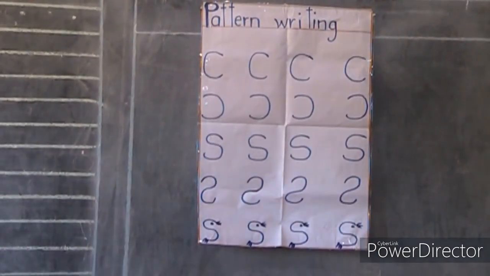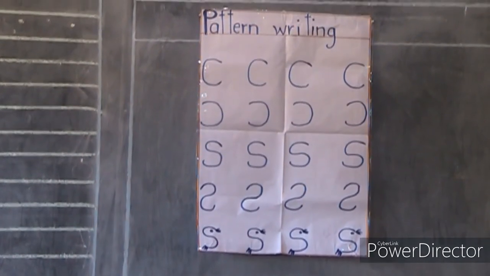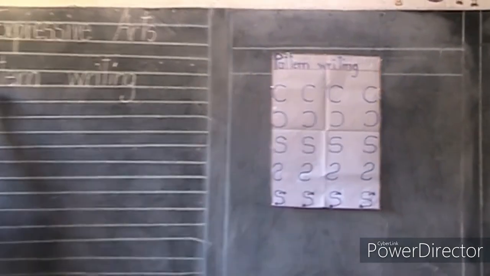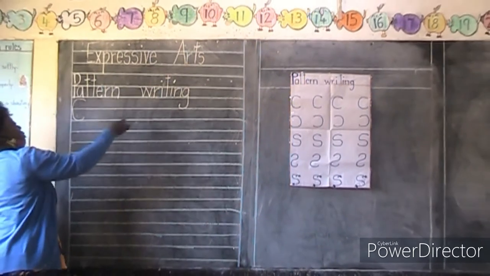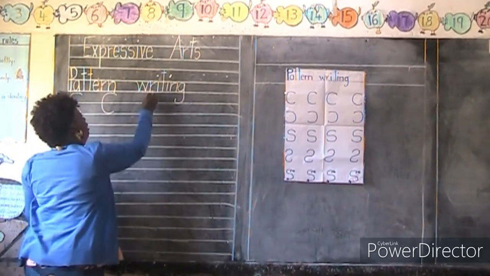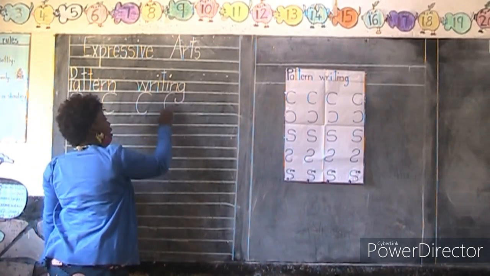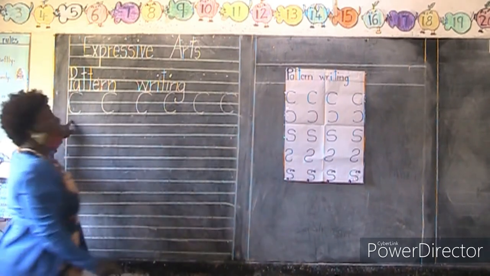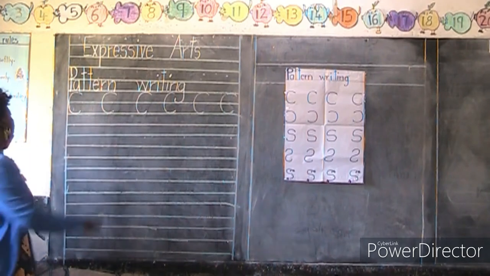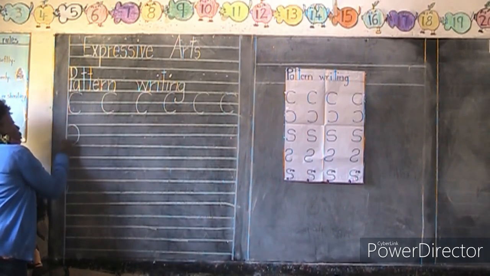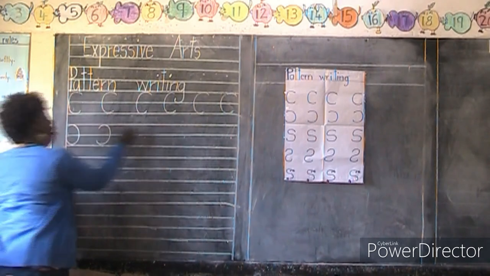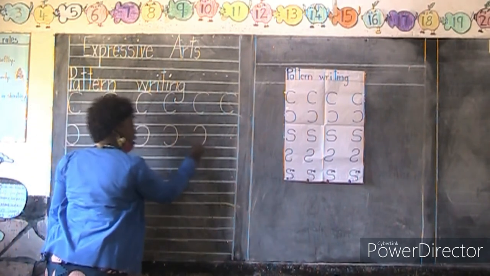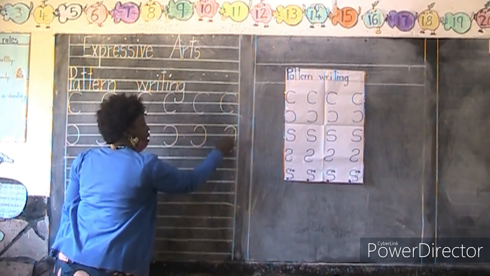So now, I want us to look on the board. One finger up, from the door. From the left to the right, we write round. Together, round. Press, round. Today we are going to skip one line. Round, space, round, space, round.